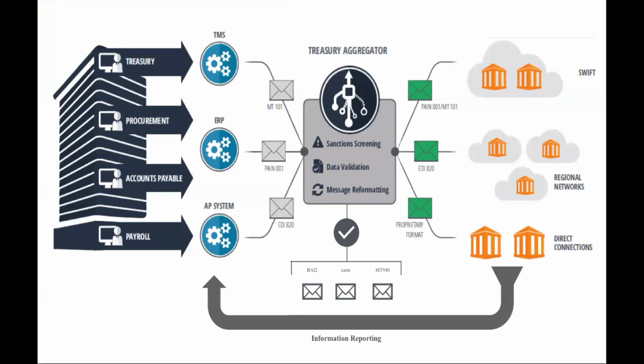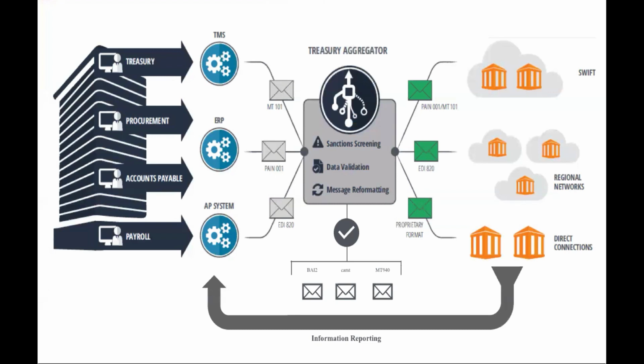Craig, there are some important functions inside the internal center of your diagram, like sanction screening, data validation, and message reformatting. Can you explain what's going on there? And like the APIs, are they replaceable or are they central to the Treasury Aggregator? I think those functions need to exist. Whoever does those, it's a question of what's more efficient.